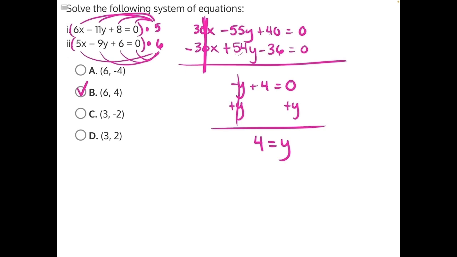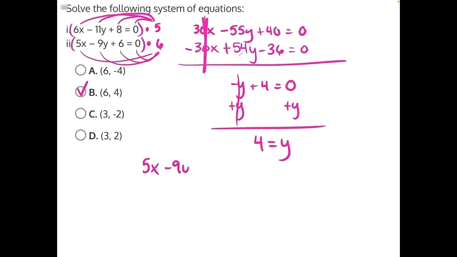And from there, you can mark B as your correct answer and move on with the rest of the test. But for the sake of the video, I'll go ahead and show you how they found the x value as well. To find the x value, you'll have to plug in this value 4 to one of the two equations' y values. And I would recommend doing the second one just so that you are dealing with smaller numbers. It makes it a bit faster.